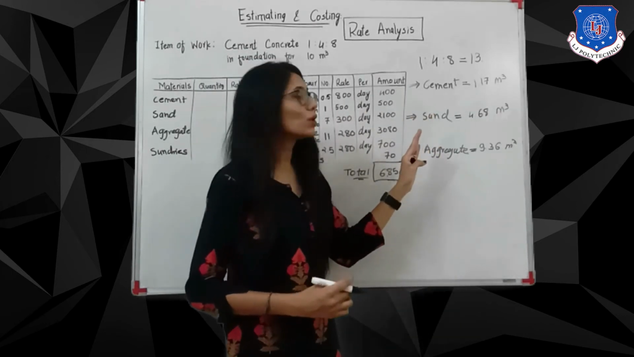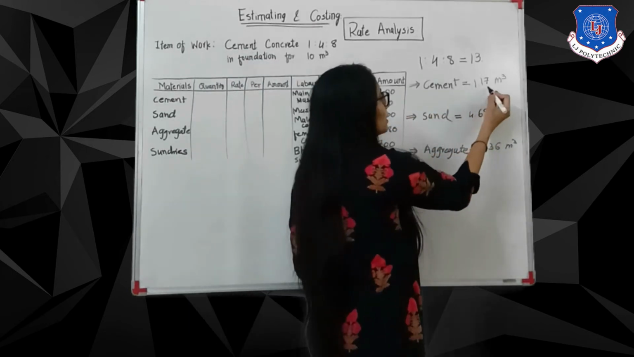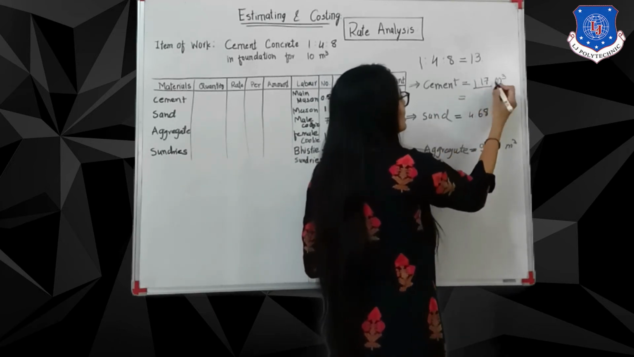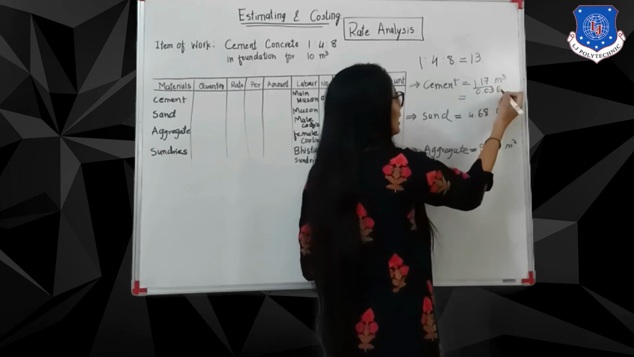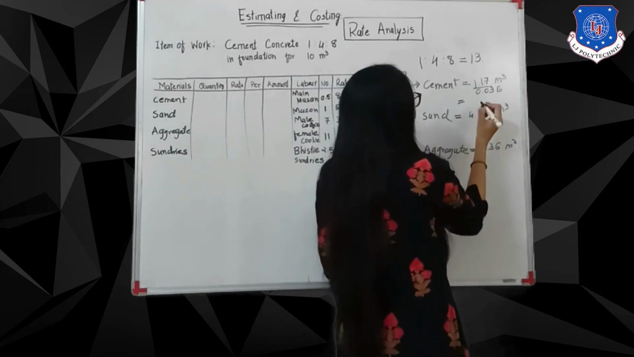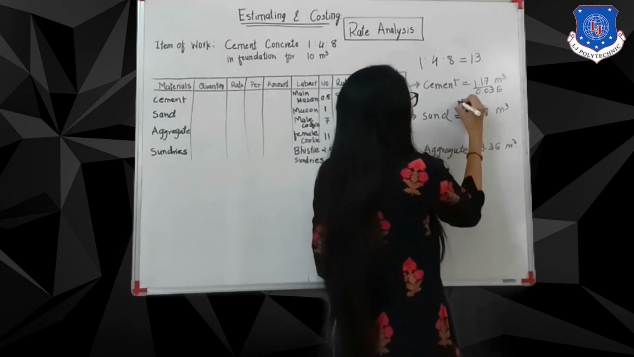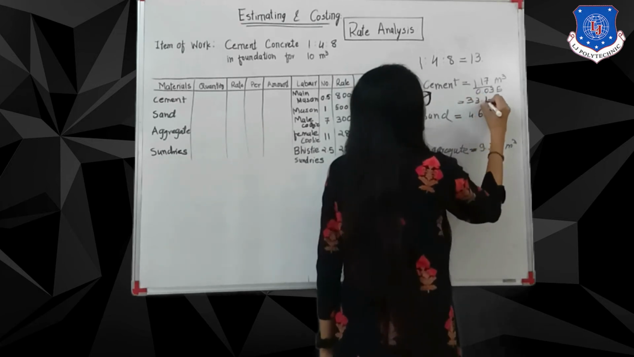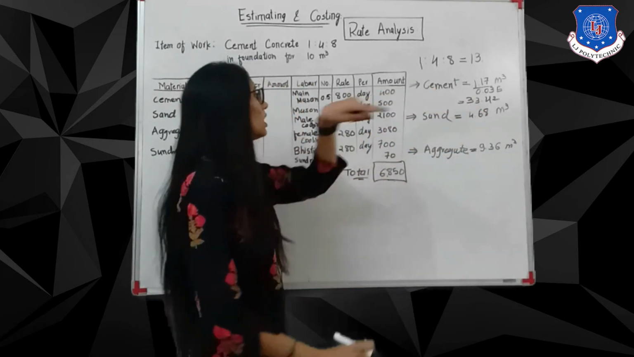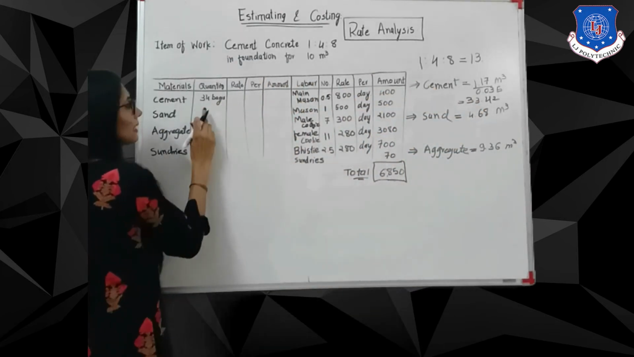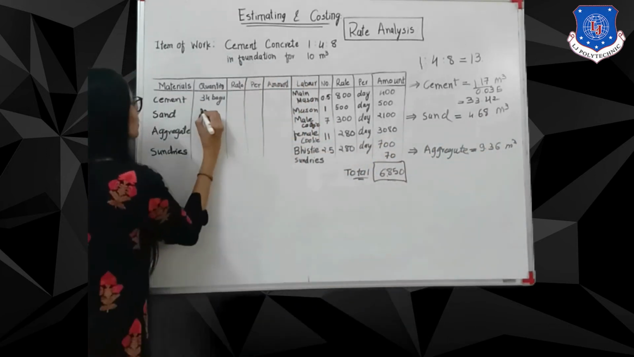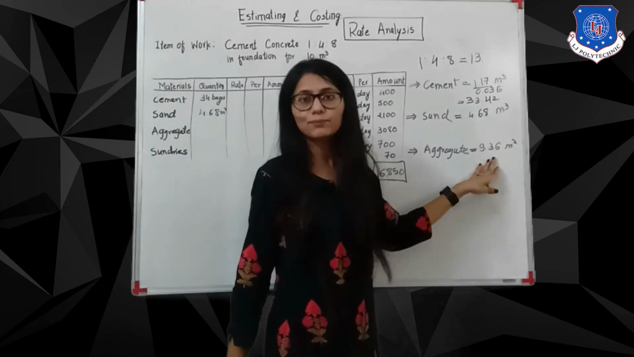As you can see on the board, we have the cement that is 1.17 meter cube. We're going to find cement in bags. I'll divide this data by 0.035, which is the standard for calculating cement bags. So I'm going to add the answer here. That will be 33.42. I'm taking 34, the round figure, for the bags. Next we have sand, which is 4.68 meter cube. The last is aggregate, which is 9.36 meter cube.